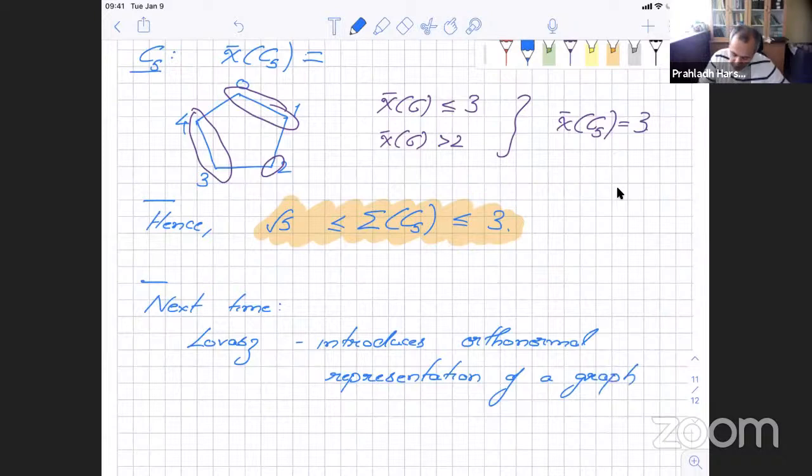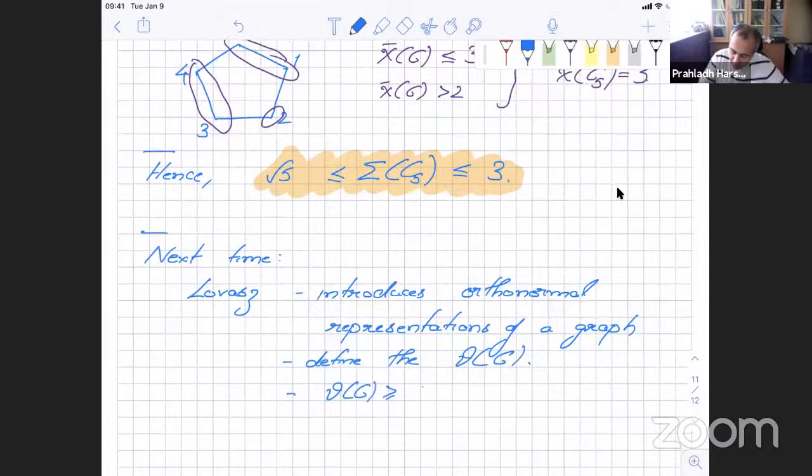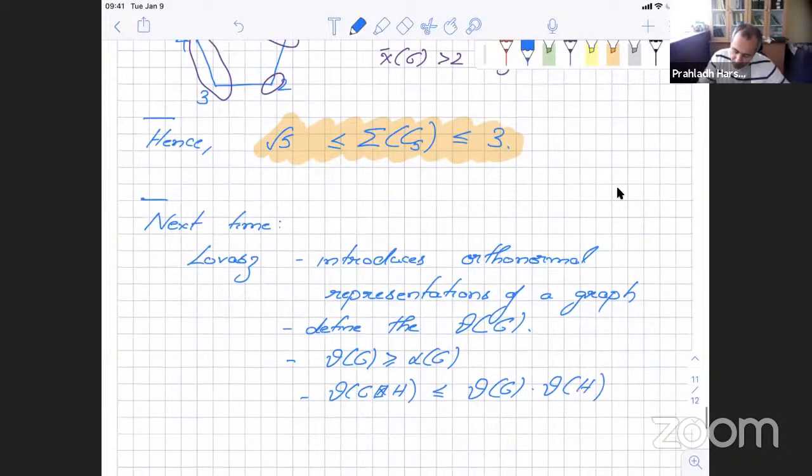And then defines the theta function. It will be easily followed from the theta function that it's an upper bound on alpha G, and that the theta function is submultiplicative. And we'll show that the theta function of C5 is actually less than or equal to square root of 5.